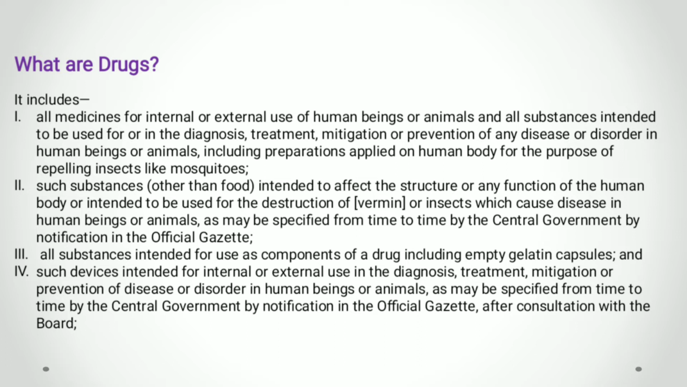So, in short, we can say that a drug is nothing but a substance which can be used either for external or internal use, right? Either in human being or animal for the purpose of either diagnosis, treatment, mitigation. Mitigation is nothing but making it less severe if we cannot cure, or prevention of any disease or disorder. Also, if anything that is applied externally, like that we use Odomos and all, even that can be categorized as drug which helps in repelling the insects or mosquitoes.